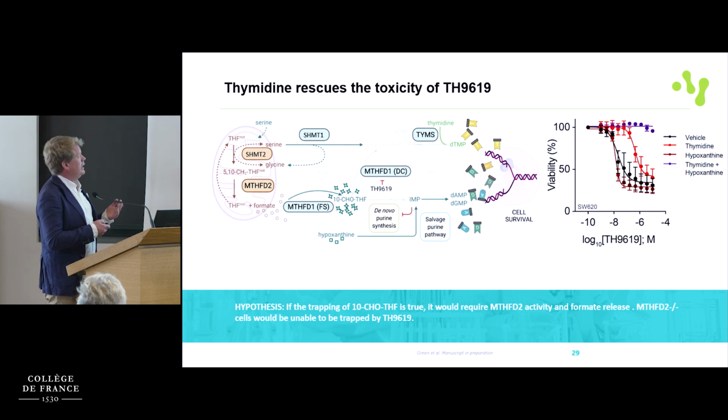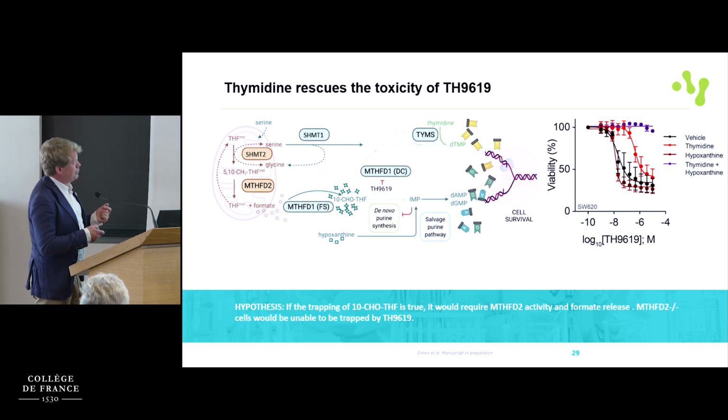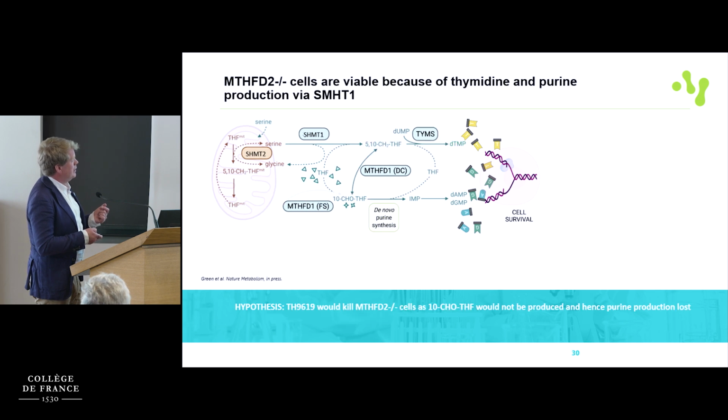So if this is correct, adding in hypoxanthine, then if we then add in thymidine again, we should get a rescue, and we get a complete rescue with thymidine and hypoxanthine. So let's go to MTHFR2 knockout cells.